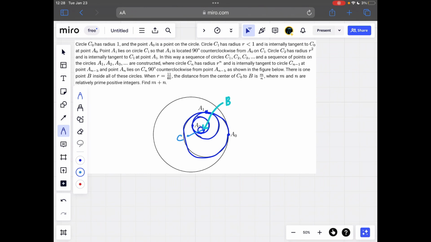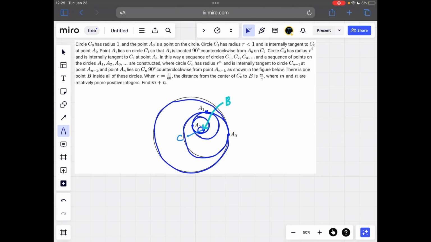Well, we notice that this is an infinite spiral. Each new circle has radius r times the radius of the previous circle. It's very predictable. The tangency point is always 90 degrees counterclockwise from the previous one, and the radius is always r times the previous one. So maybe we can map this figure onto itself using some kind of geometric transformation. Let's see if we can do that. Consider the entire figure.